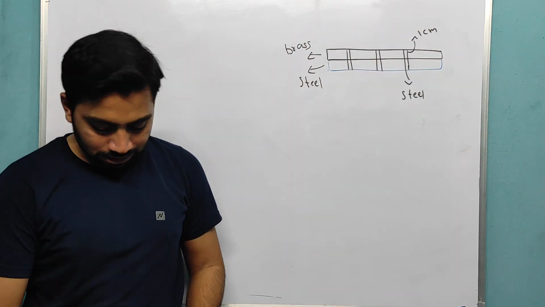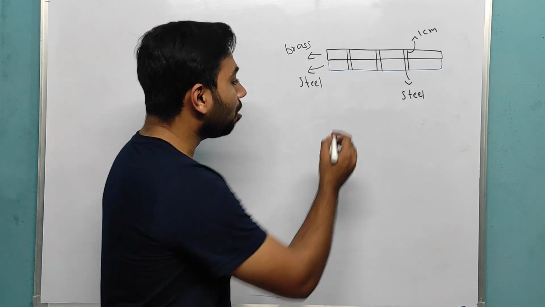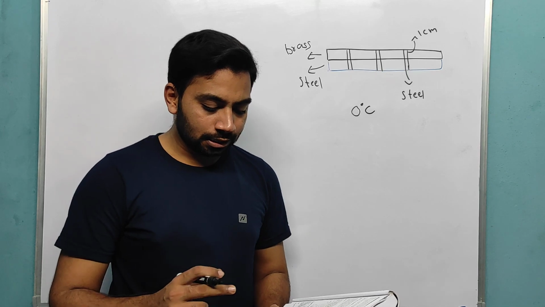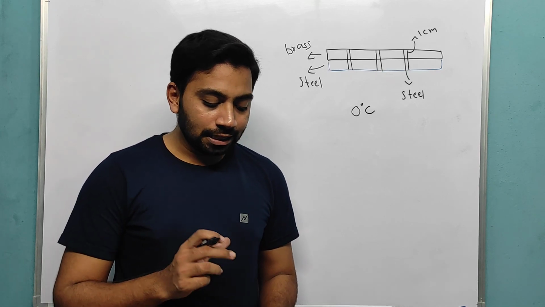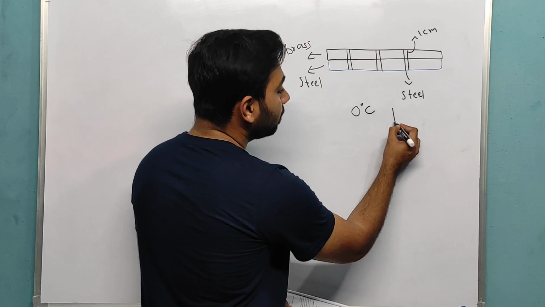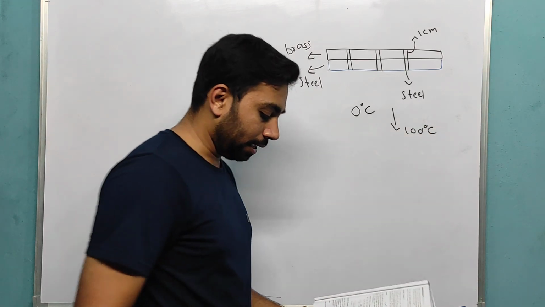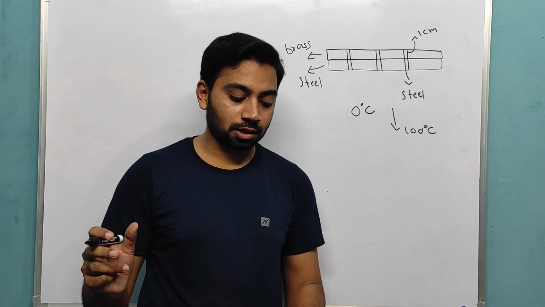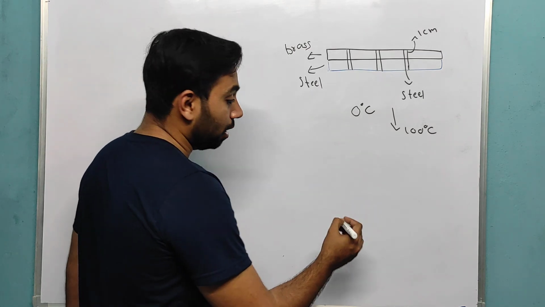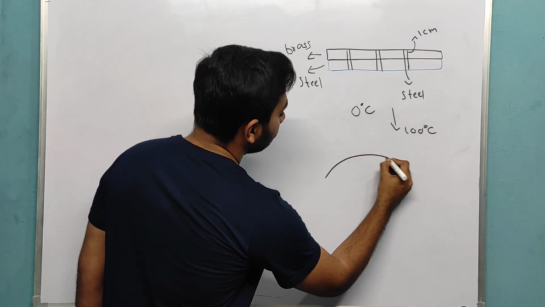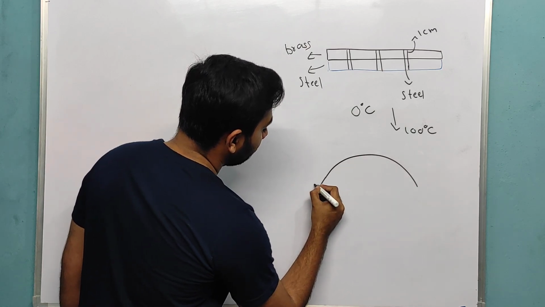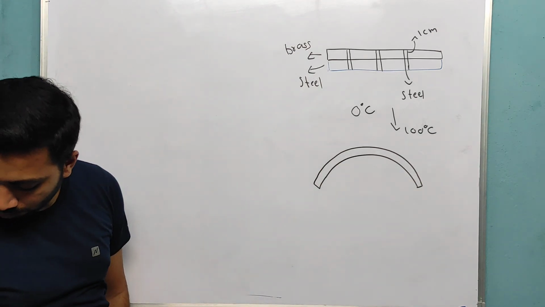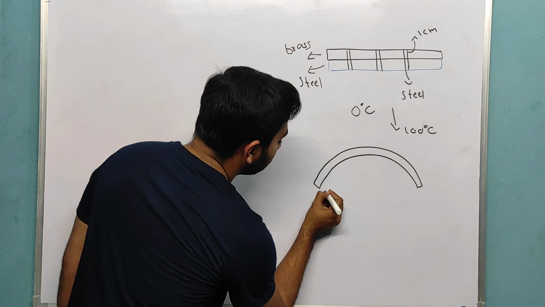Now, the next part of the question is like this. After this, these are all at 0 degrees Celsius. When the centers of the bars are 1 centimeter apart, when heated to 100 degrees Celsius, what is happening? The composite bar becomes bent into the arc of a circle. This composite bar will start bending like this.